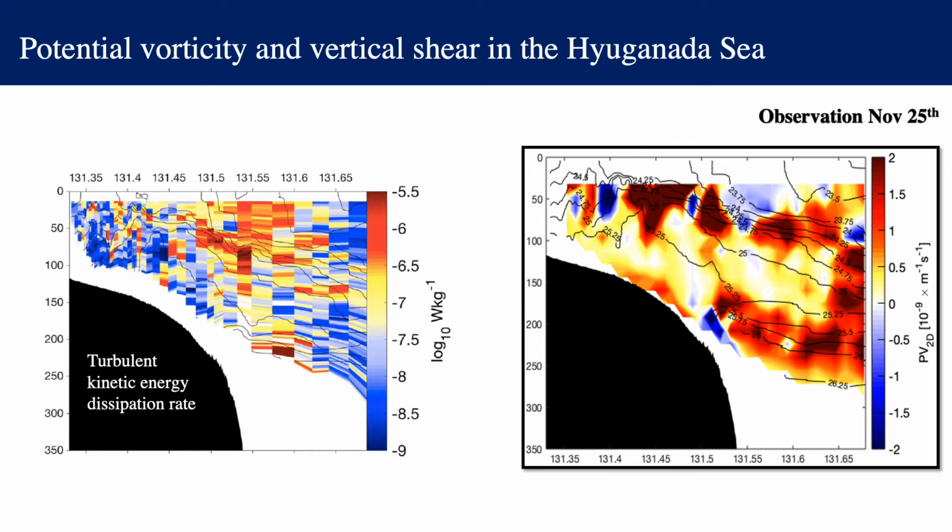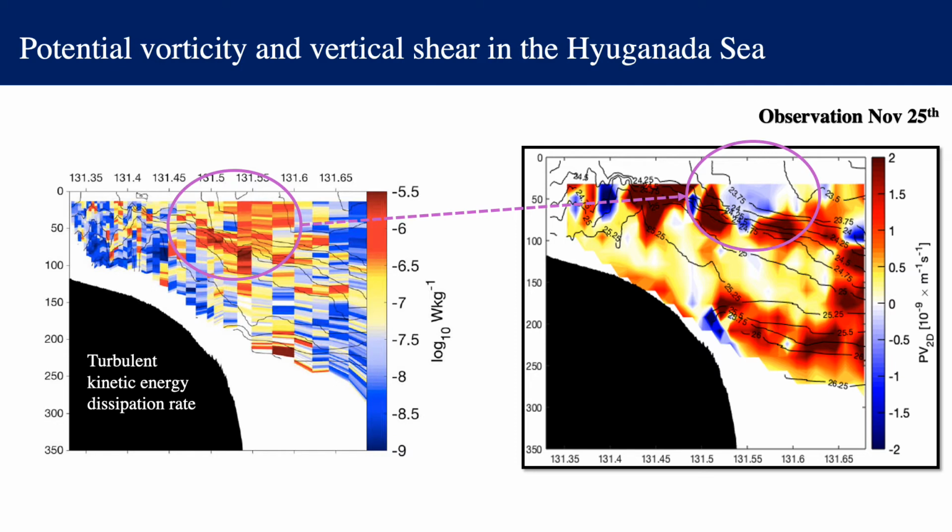In order to investigate the favorable conditions for generation of strong turbulence over the continental slope, the potential vorticity is computed. For the observation plot, large positive potential vorticity is observed at the depths of 50, 125, and 200 meters, with many negative bands over the continental slope at the depths of 50 meters and 200 meters, where the highest values of turbulent dissipation rate are found.